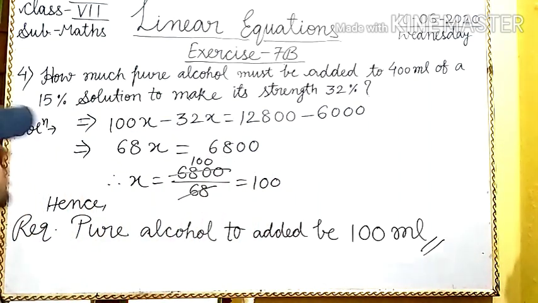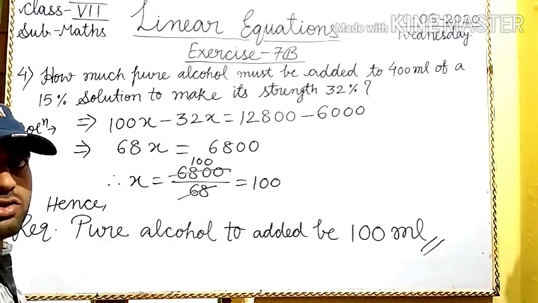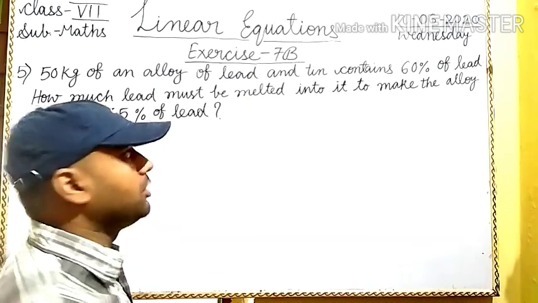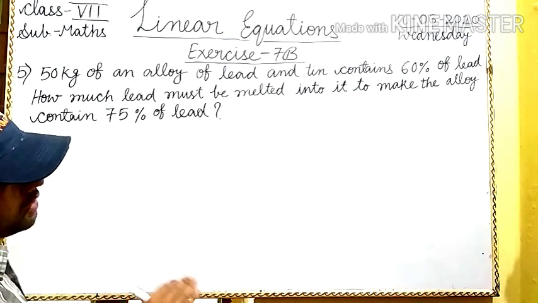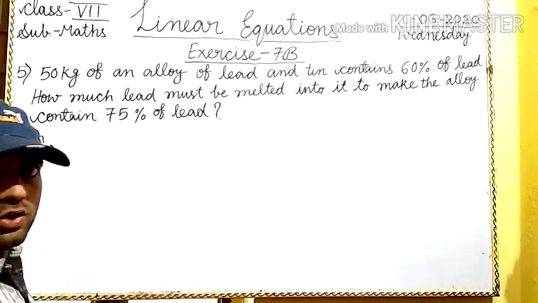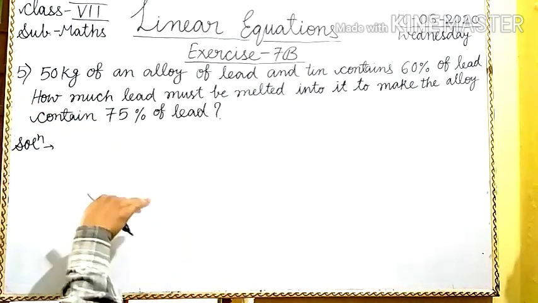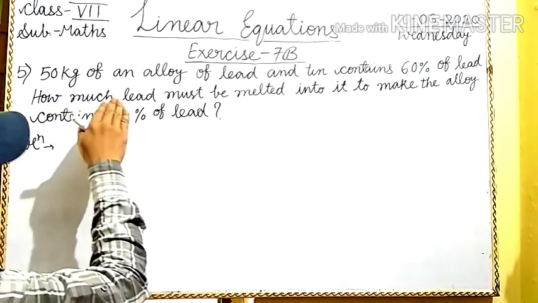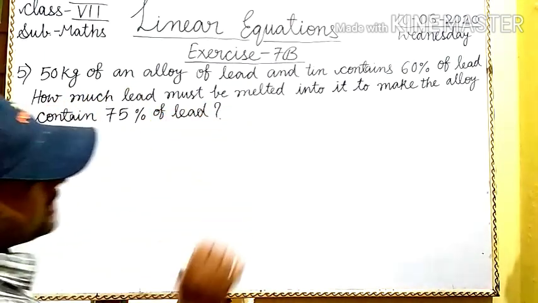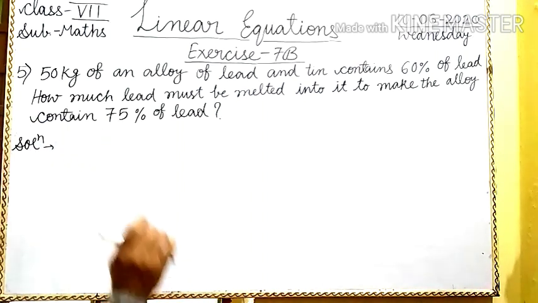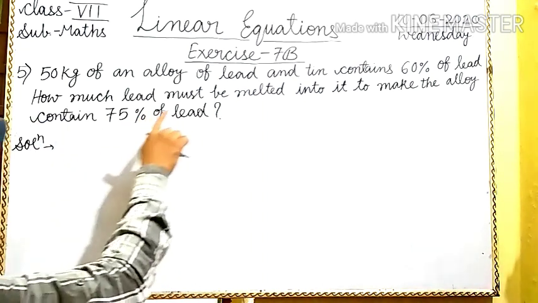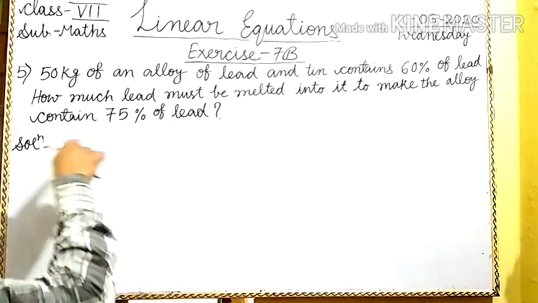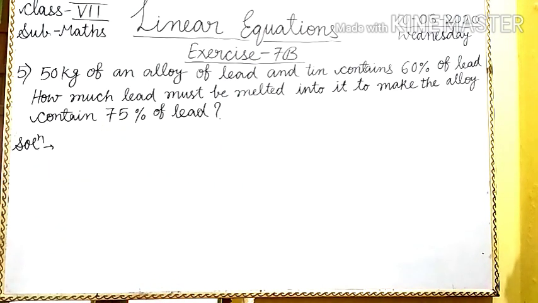Now let us discuss question number 5. In question number 5, the concept is the same as question number 4. Here we repeat the concept of question number 4. 50 kg of an alloy of lead and tin contains 60% of lead. How much lead must be melted into it to make the alloy contain 75% of lead?